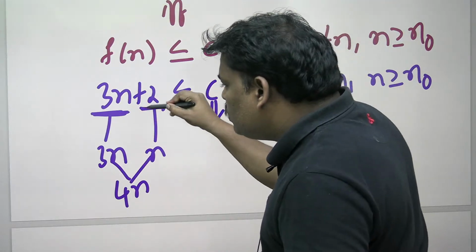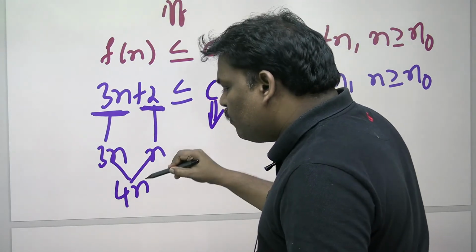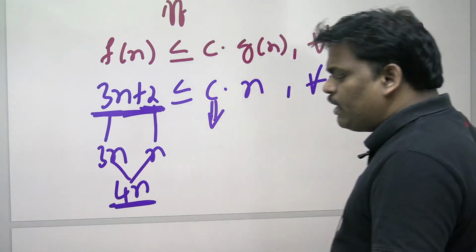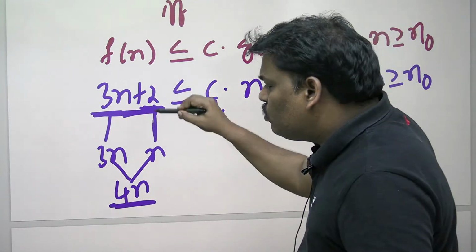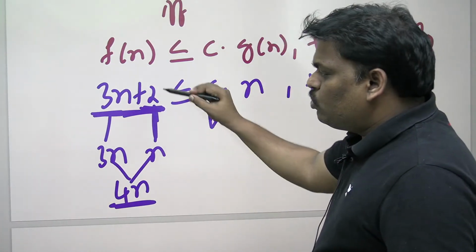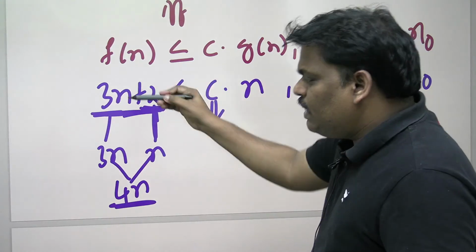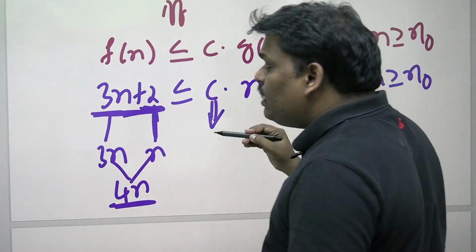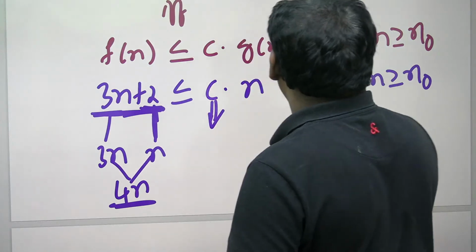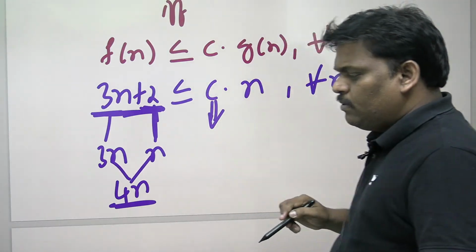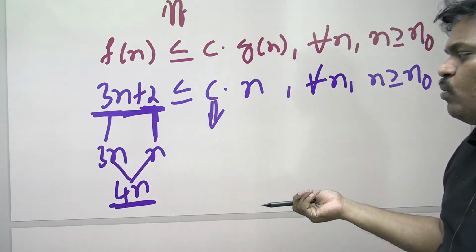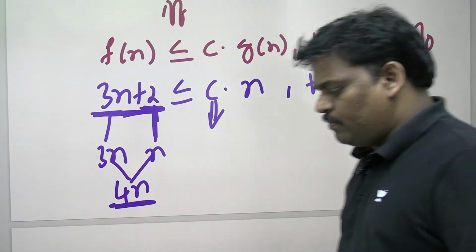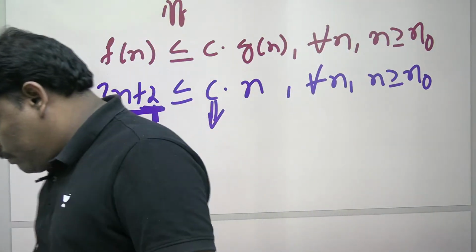Here, in place of 2, I assume n, so 4n. So comparing 3n plus 2 and 4n, 4n is bigger. Because even though here it is 2, I took n. Comparing 2 and n, n is bigger. 3n plus n, totally 4n. So what I want to say is, comparing 3n plus 2, 4n is bigger. Will you agree or not? Check one time.